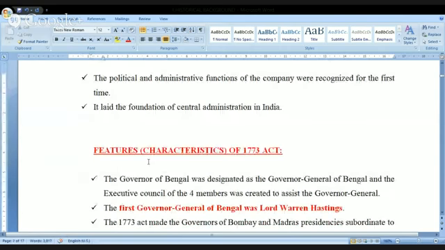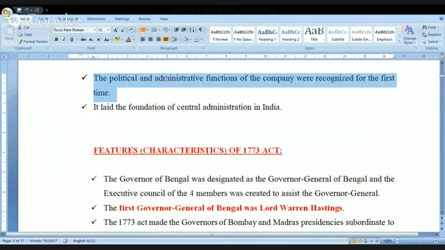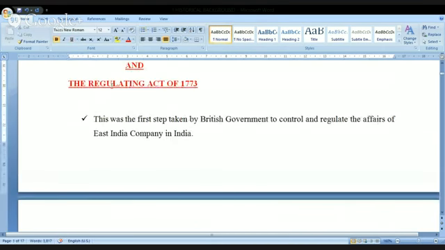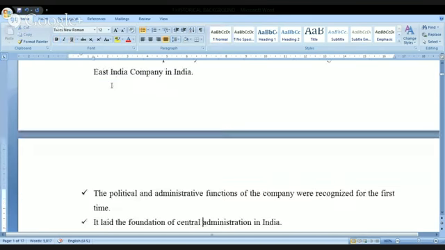Look at this. The political and administrative functions of the company were recognized for the first time. Basically, see here, they came here in the name of trade. But over a period of time, they started performing something called political and administrative functions. And those functions were for the first time recognized by the British government. And this particular act laid the foundation of central administration in India. Kindly remember this one. This is the foundation for central administration. The foundation has come into the picture because of the Regulating Act of 1773. Kindly remember this.